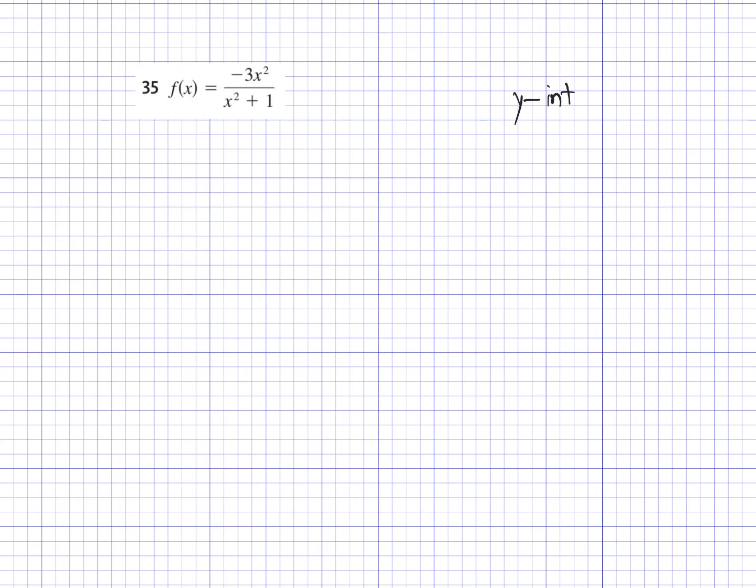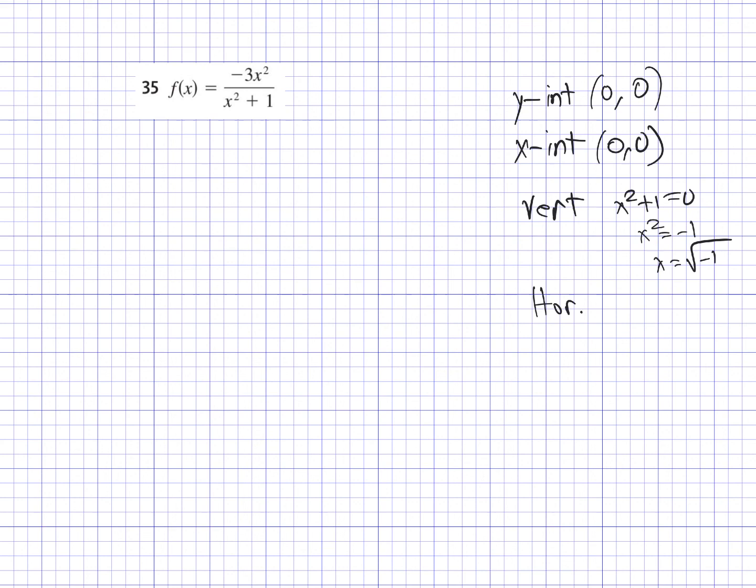Y-intercept is going to be when x is 0, which we get 0. X-intercept is at 0, 0. And vertical asymptote, set the denominator equal to 0. X squared plus 1 equals 0. We're going to get imaginary. So x squared equals negative 1. X equals square root of negative 1. So the vertical asymptote is imaginary. And horizontal asymptote is, your exponents are the same, so y equals negative 3.